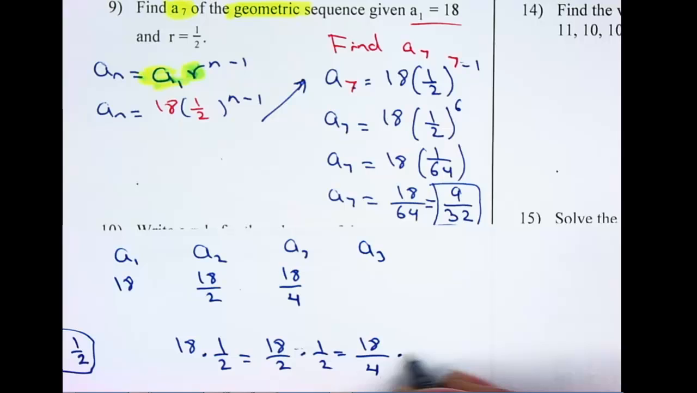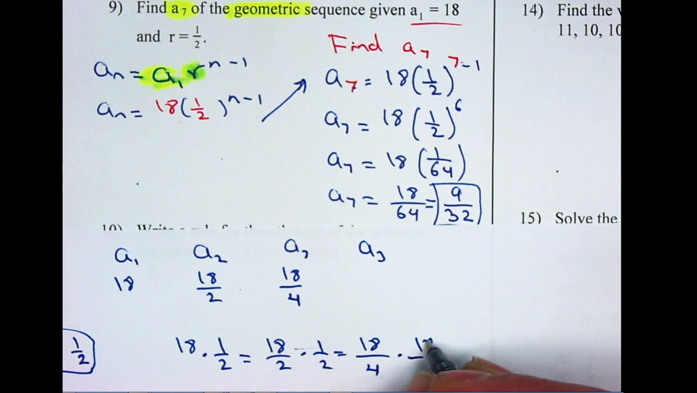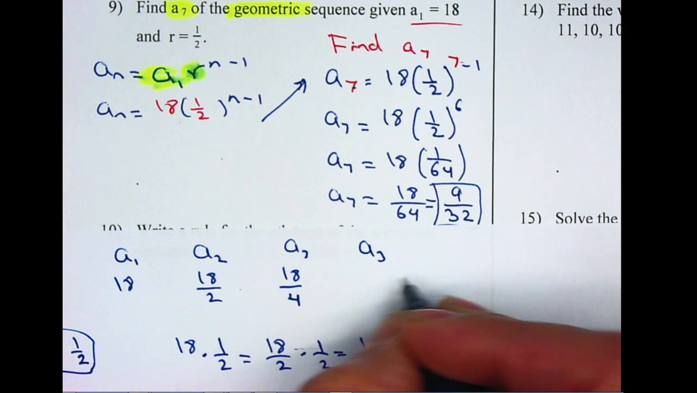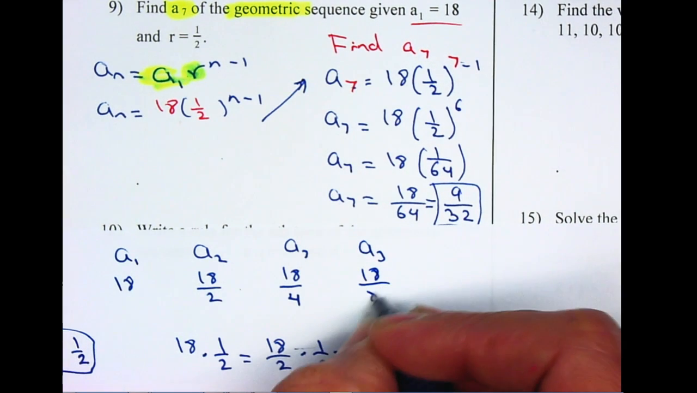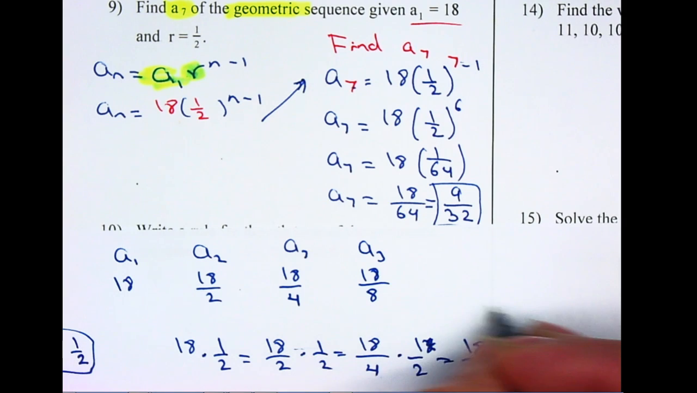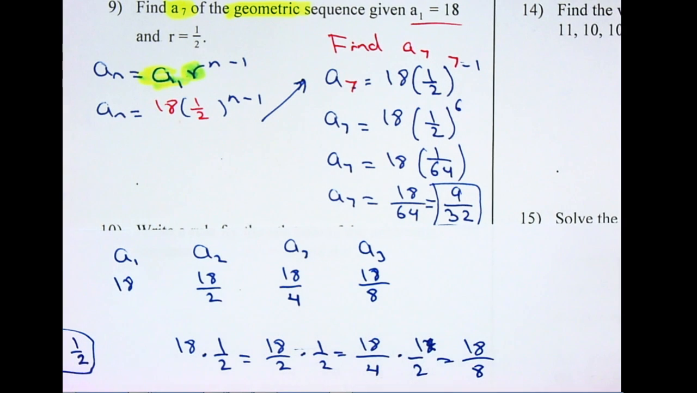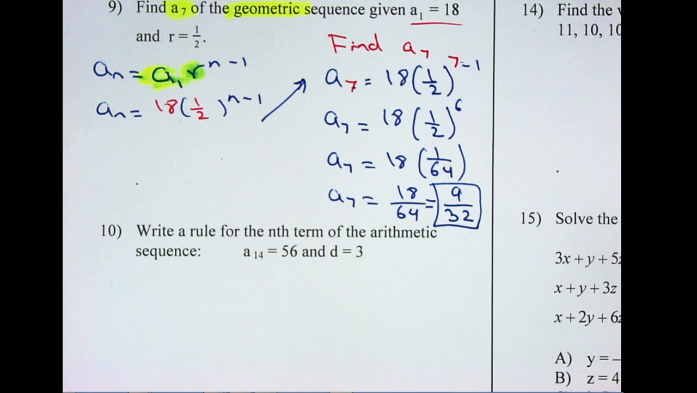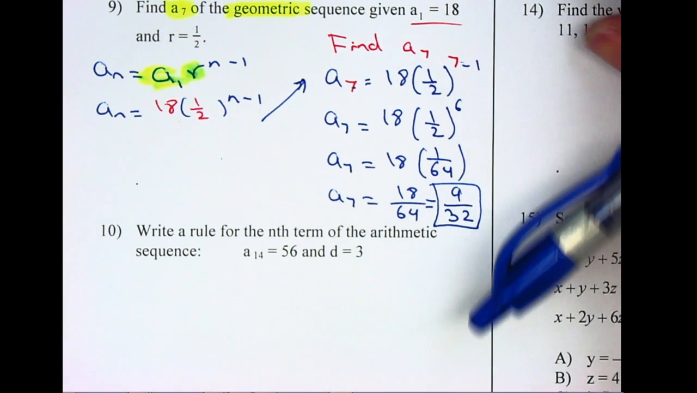And then to find the next term, I multiply by 1/2. So it'll be 18/8. That'll be the fourth term. And continue on and just find the 7th term. Sure, you'll get the same answer. If it's multiple choice, you can do it that way. If it's open response, I need to be able to see the formula. Problem number 10.